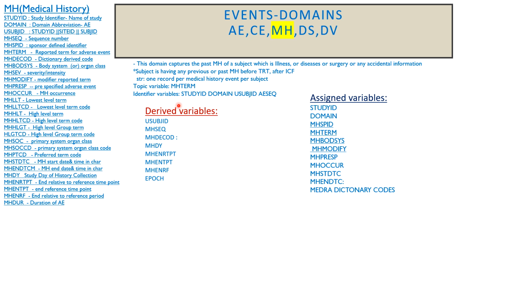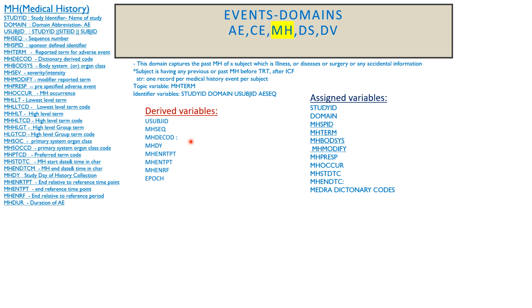So the topic variable will be MH term. Identifier variables will be study ID, domain, unique subject ID, and MH sequence. Now, according to the SDTM implementation guide, the MH domain contains these many variables. In these variables, the derived variables will be the same as in the AE domain we have captured: unique subject ID, MH sequence, MH decode, MHDY, like MHENRTPT, MHENTPT, MHENRF, epoch.